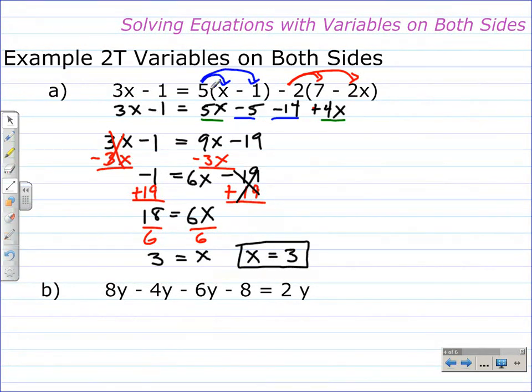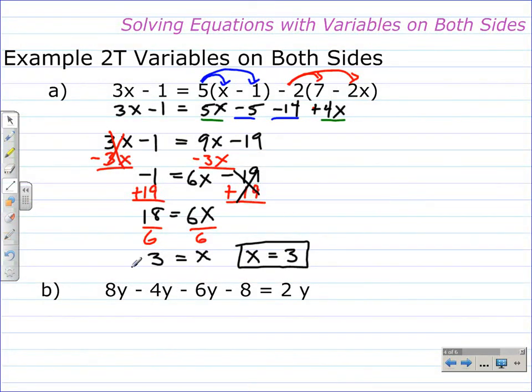So we can see in this problem, we distribute to get rid of the parentheses, added like terms on the right-hand side, used the subtraction property of equality to get rid of the variable on one side, used the addition property of equality to get the variable as the only term on one side, then we used the division property to finally isolate the x by itself.